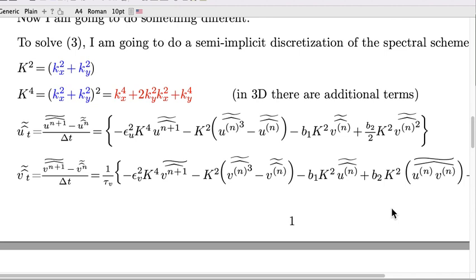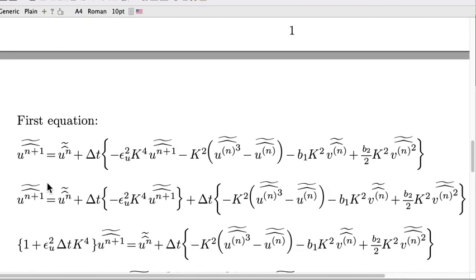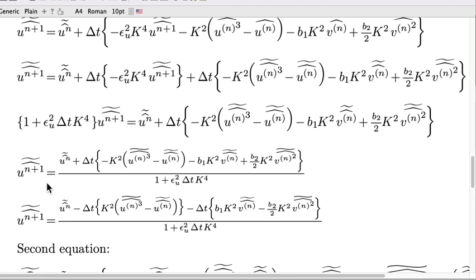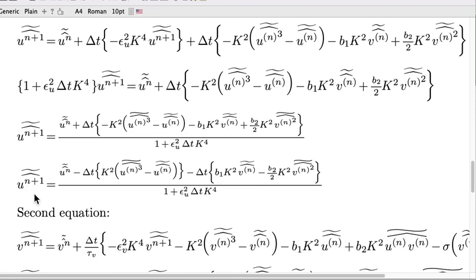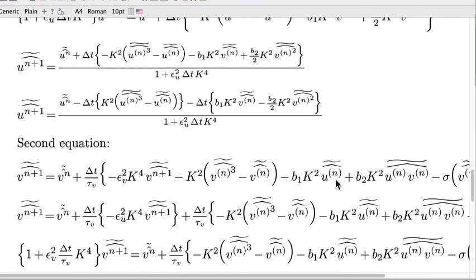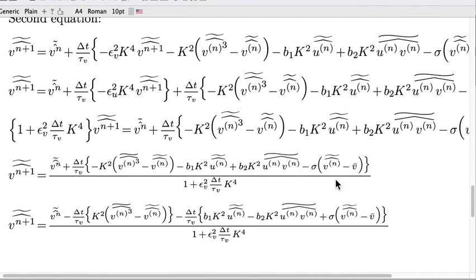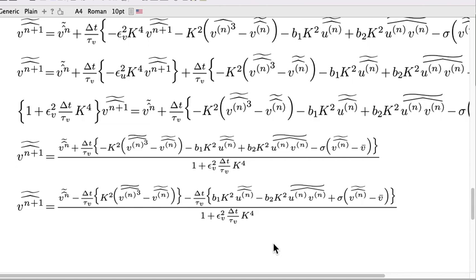Now, how to solve this expression? Well, first I need to collect the terms to solve each one of these expressions for u, n plus 1, and for b, n plus 1. I'm going to collect the terms, put everything together, and what I get is the following. This one is for u, and the corresponding solution for b is the following one, this one here.